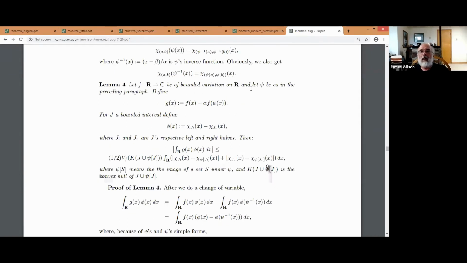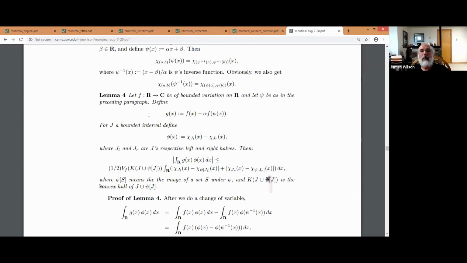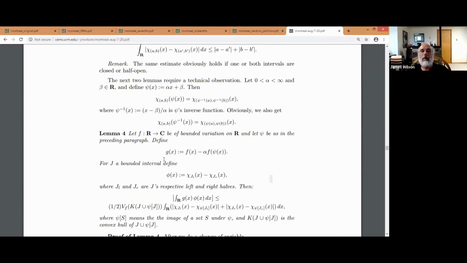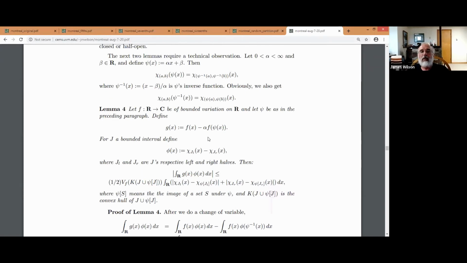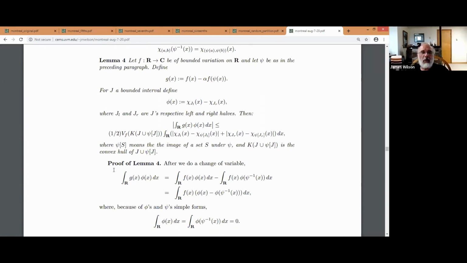Suppose you have a function of bounded variation on R, and you have a function psi of this very simple form, alpha x plus beta. Look at a function like this, f of x minus alpha times f of psi of x, and integrate that against a function of this form, a characteristic function of an interval minus the characteristic function of an adjoining interval. Then the inner product between these two functions is smaller than or equal to a sort of complicated mess, but it's not too bad. You get the total variation of f on a certain interval, a convex hull of some intervals that arise from this interval J, and also what happens to J under the function psi. And then you get these differences in characteristic functions of intervals.